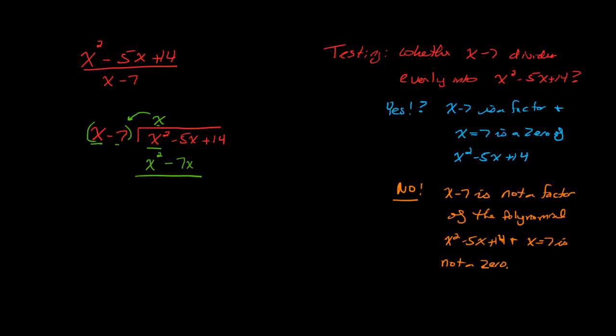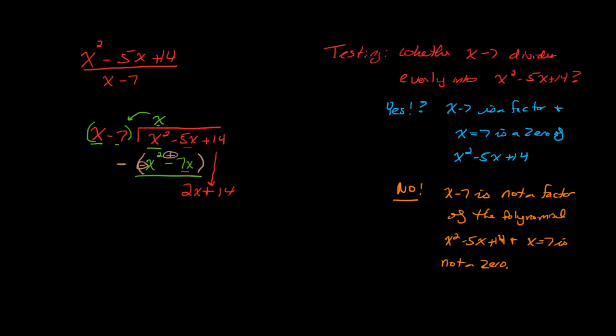But remember, what we have to do with this is divide, so we have to subtract the entire value. That makes this a negative x squared, and that makes this a positive 7x. So x squared minus x squared gives us a value of 0. Negative 5x plus 7x gives me a value of positive 2x. And then I bring down my positive 14.